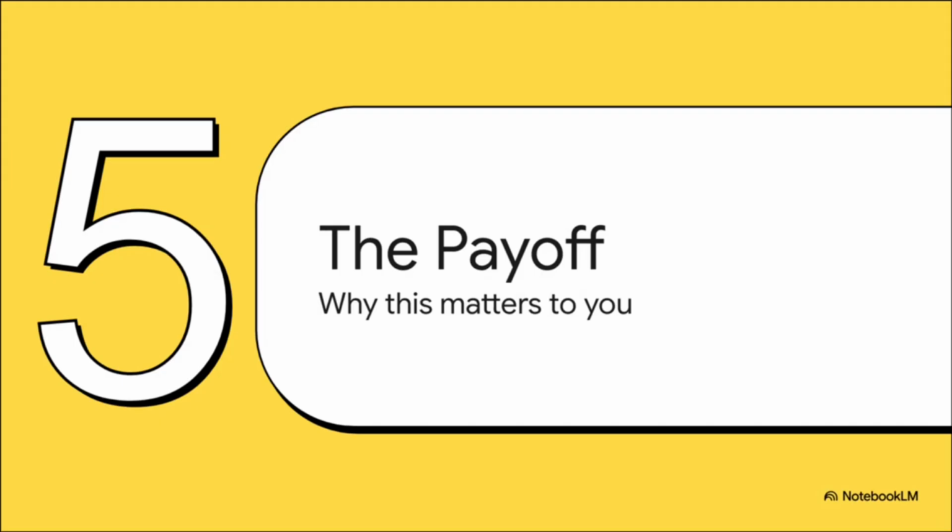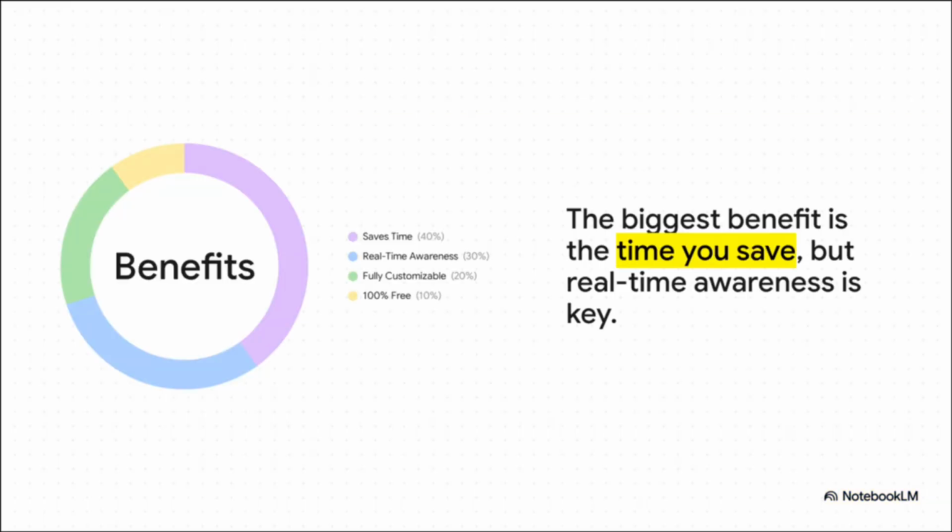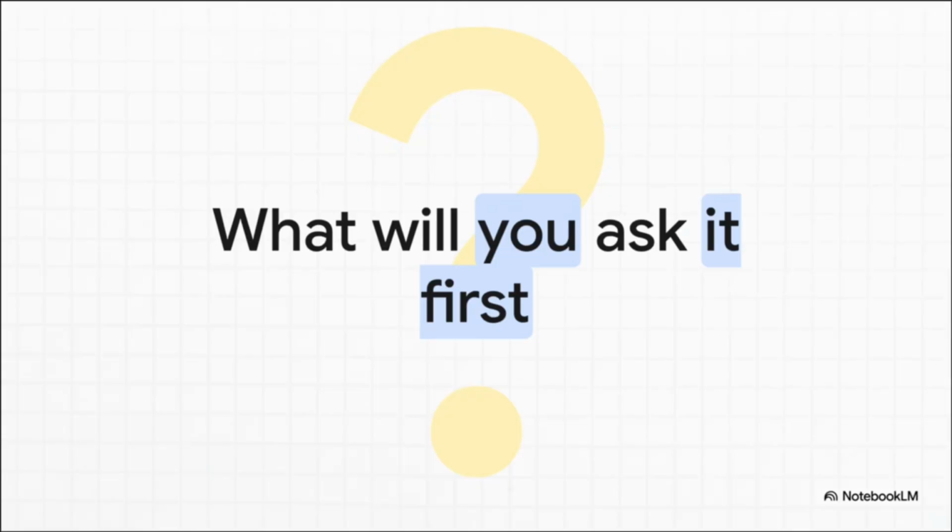So after all that, let's just zoom out for a second. Why should you even spend the 2 minutes it takes to set this up? What's the real payoff for you? Well, it really boils down to this. The single biggest benefit is just the sheer amount of time you save by automating your research. You gain this real-time awareness so you know about things as they happen, not hours later. And you get all of this through a system you can completely customize that is, and this is the best part, 100% free.